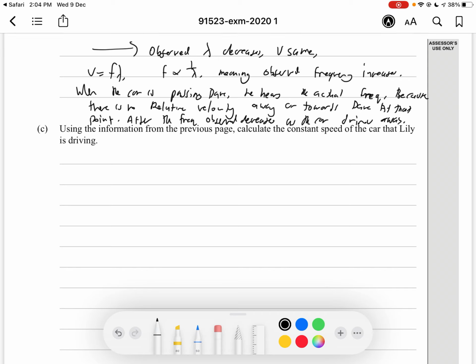So when the car was approached, first we write down the formula, of course. Observed frequency equals the actual frequency times the speed of the wave over speed of wave plus or minus Vs. When the car is coming towards Dave, he hears 900, so we write that down. So 900 equals the actual frequency, which we don't know, times 340 over 340 minus Vs.